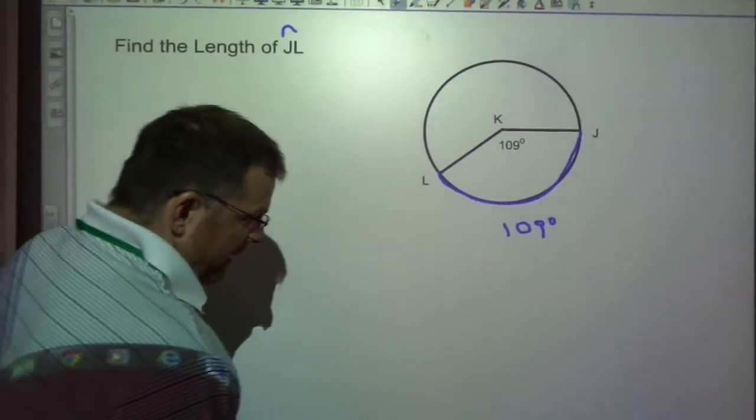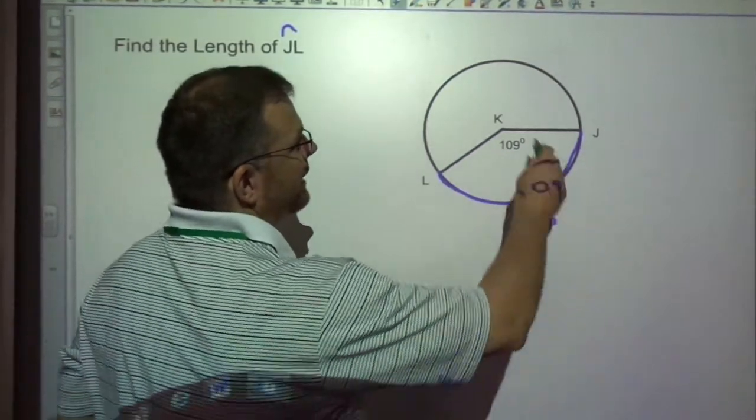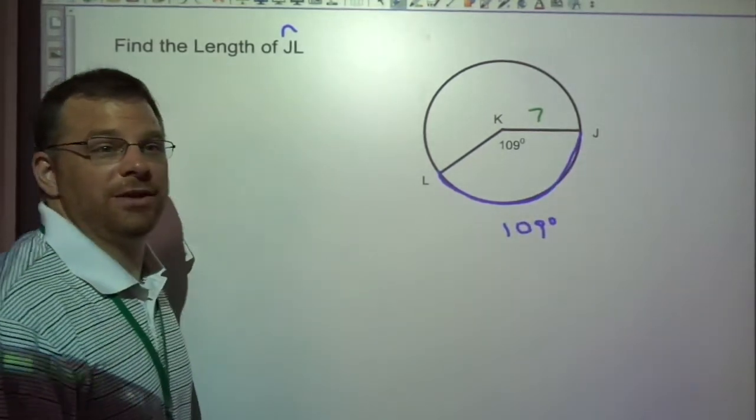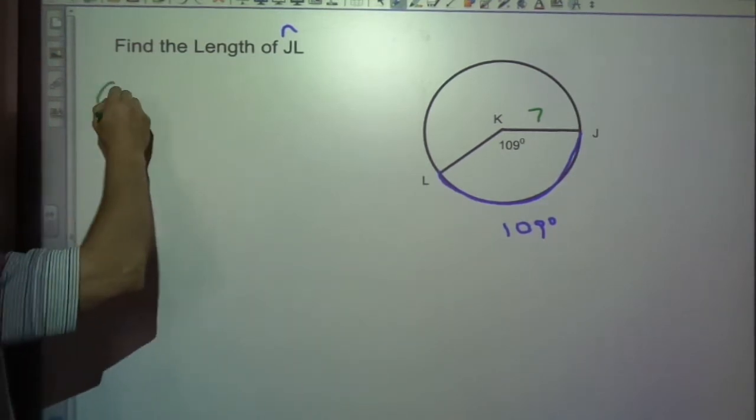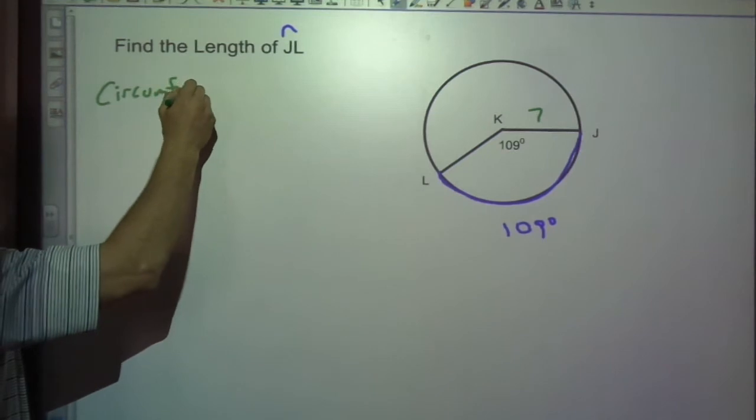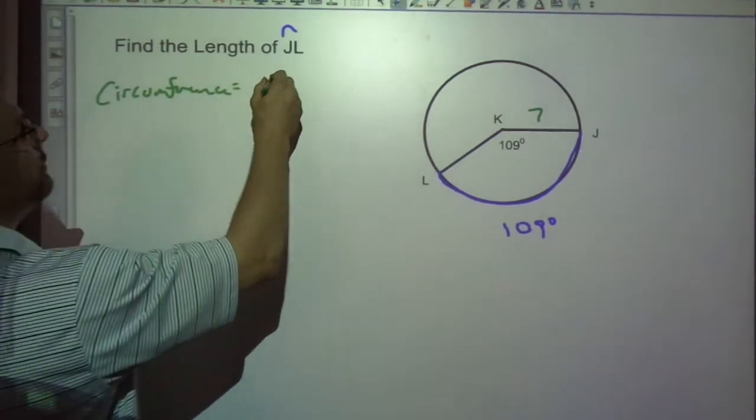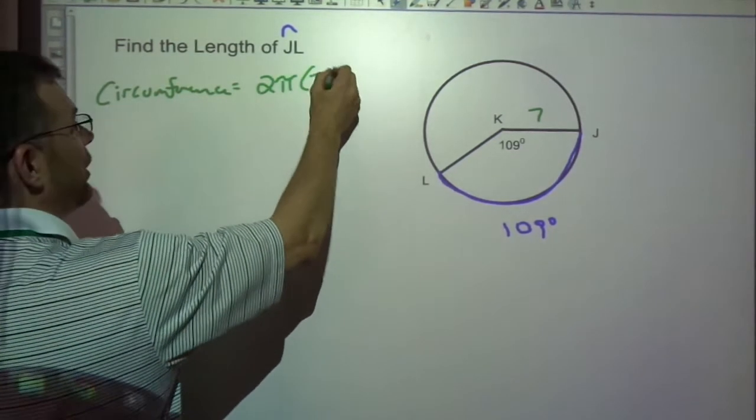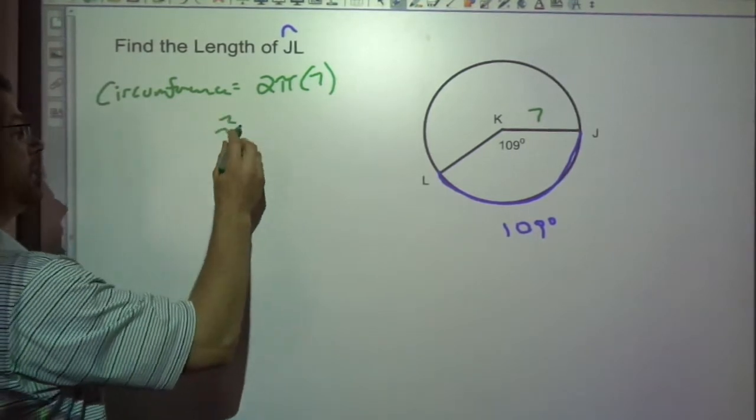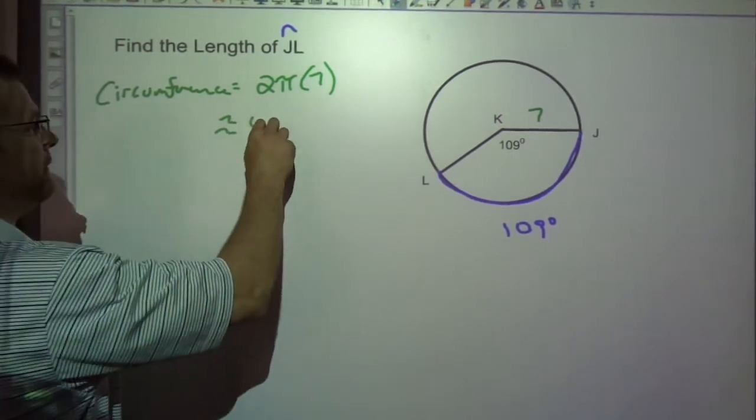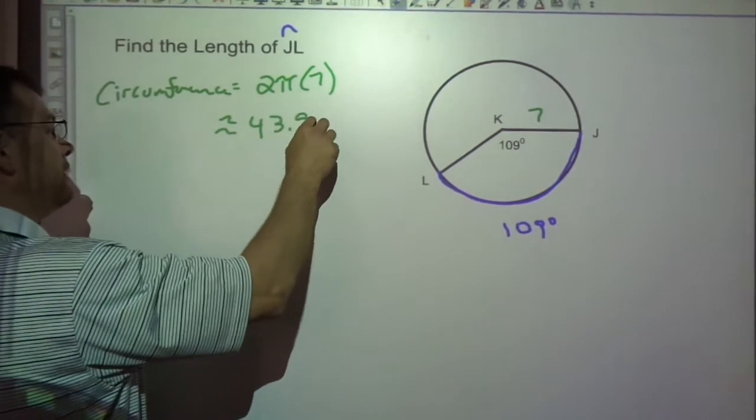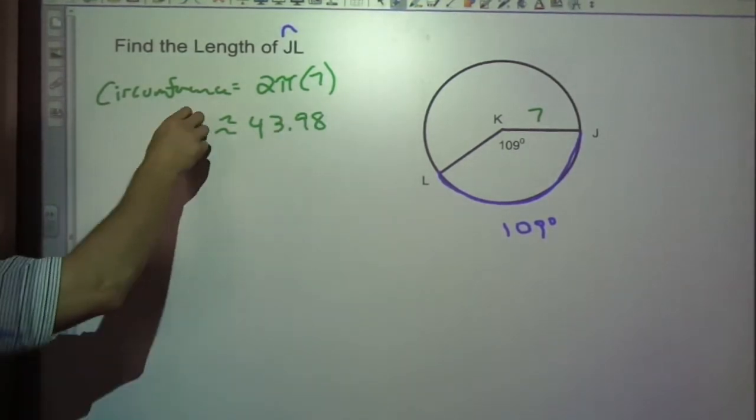Oh wait, I have a mistake here. I need to know the radius here. I left off a key part of the information. That's going to mess up the whole video. So let's say that the radius is 7. First, let's find the circumference. That is 2 times pi times r. So calculator friend, 14 times pi, 43.98. Okay, now I know that's my circumference.